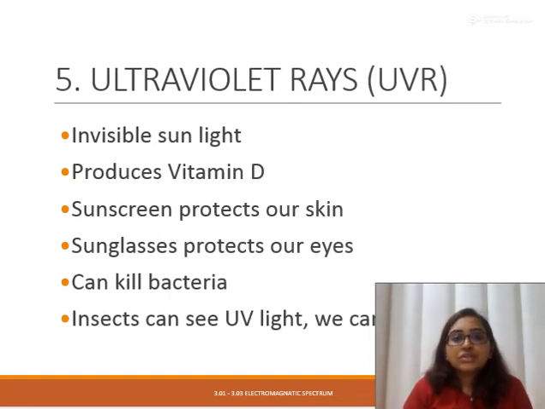Ultraviolet radiations are invisible sunlight. They are helpful in producing vitamin D, and we require sunscreen to protect our skin against ultraviolet radiations. Sunglasses are used to protect the eyes against ultraviolet radiations. UV radiations can be used for killing bacteria, reducing infections, reducing inflammation, etc.